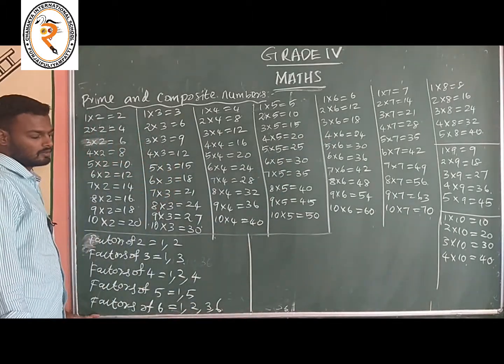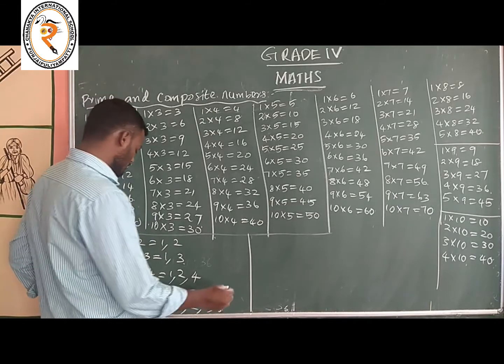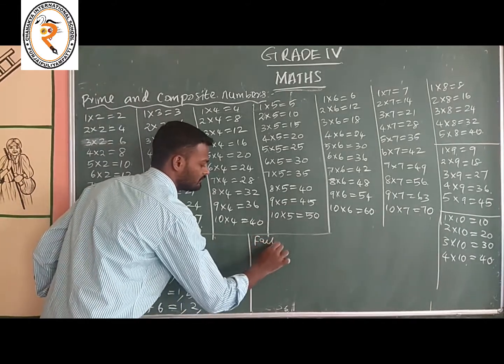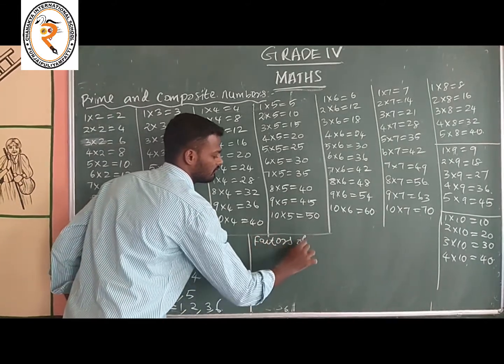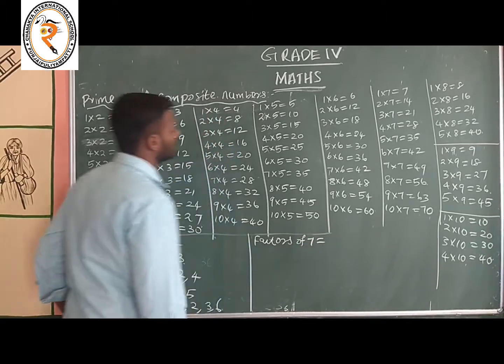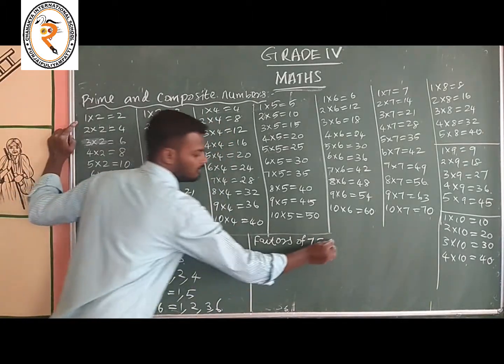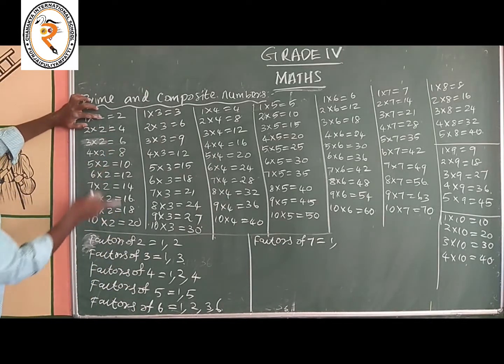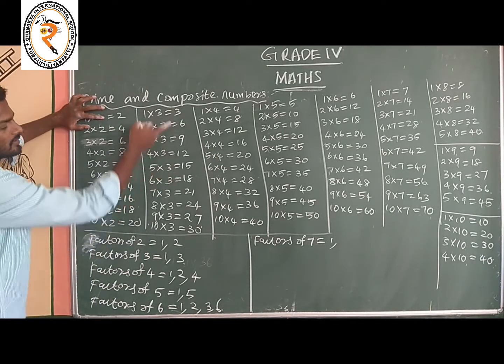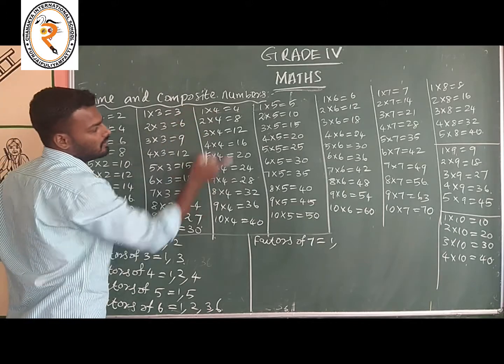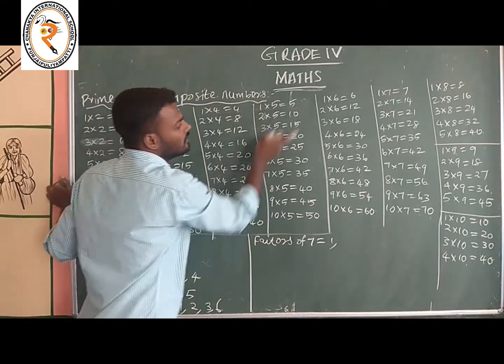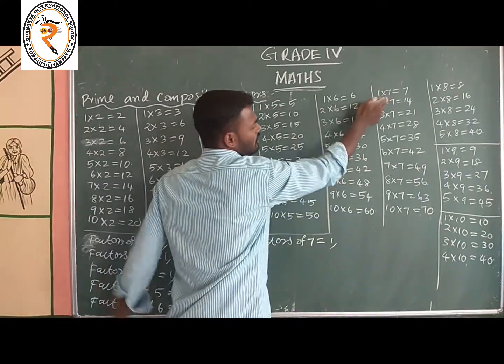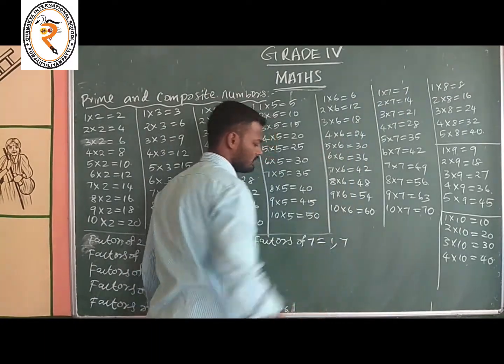Next one, factors of 7. 7 comes in the first table. The second, third, fourth, fifth, and sixth tables do not have 7. And the seventh table: 1 7 is 7.